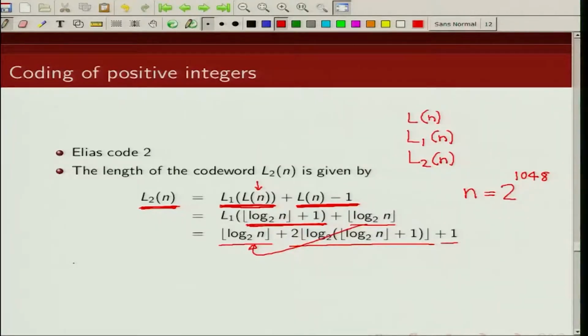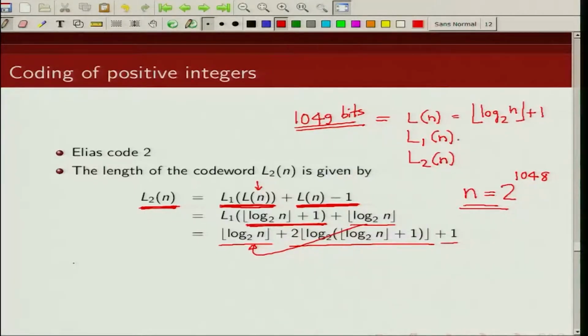Now in case of binary representation of this number, how many bits are required? We require log 2 n plus 1, right? And for this value of n, this will come out to be 1048 plus 1, so this will be 1049 bits. But the problem with binary representation is it's not prefix free.